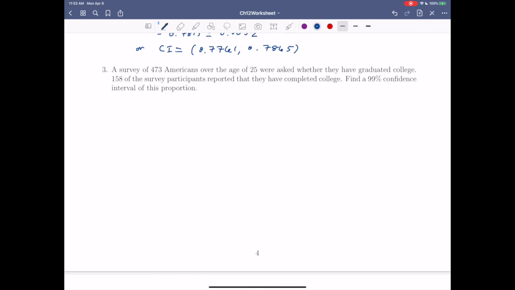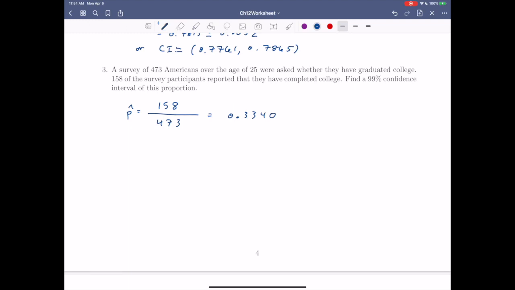And so we want to get a 99% confidence interval. It's really going to be the same as number 2, except we just need to compute p hat. P hat is going to be the number of members of our survey that have graduated college divided by the sample size of our survey. So 158 divided by 473. And again, if you plug all this in, you get 0.3340. That happens to be the sample proportion.